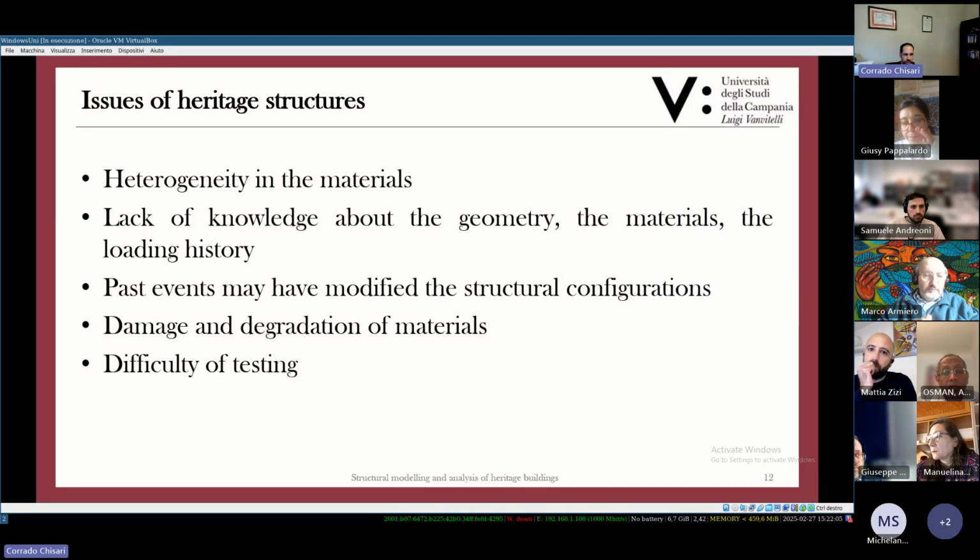Another issue is the difficulty of testing. So heritage structures are usually protected by institutions, and so we cannot perform destructive tests. Destructive tests usually are necessary to really understand the full constitutive relationship, so the full relationship between stress and the strain.